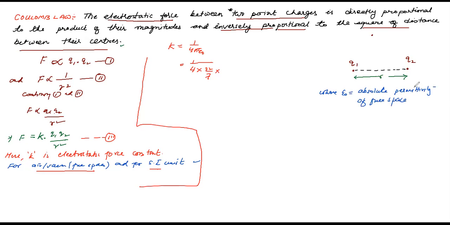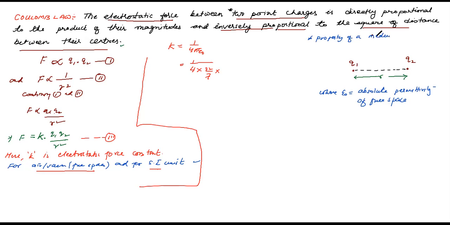Now, what is permittivity? Permittivity is nothing but the property of a medium, any medium. This absolute permittivity is not only for air or vacuum or free space; it exists for other media as well. Water also has some absolute permittivity value, and mica also has some absolute permittivity value. But since here we are using free space, I'm writing epsilon naught, which is the absolute permittivity of free space. Permittivity is a property of a medium.